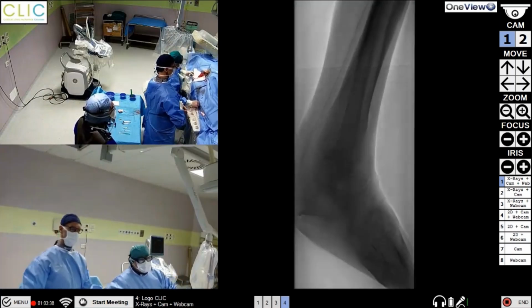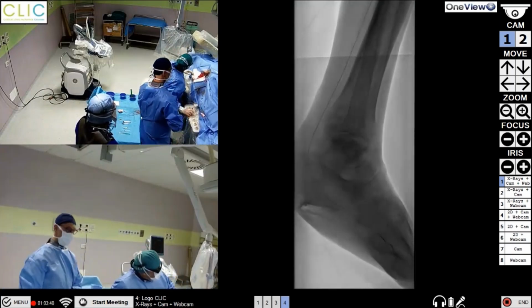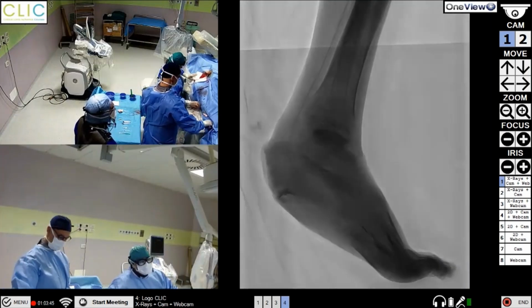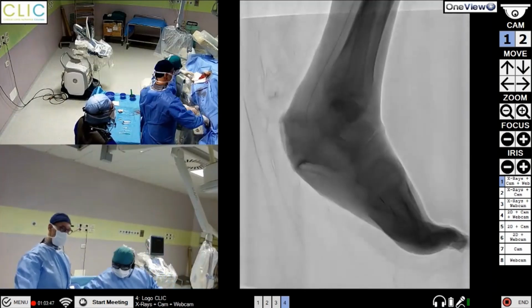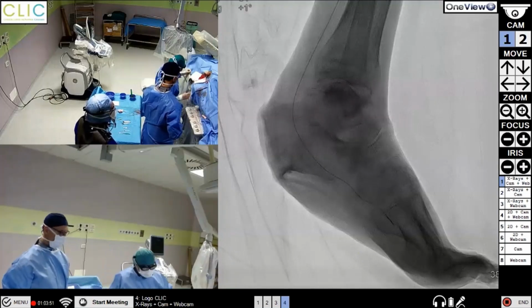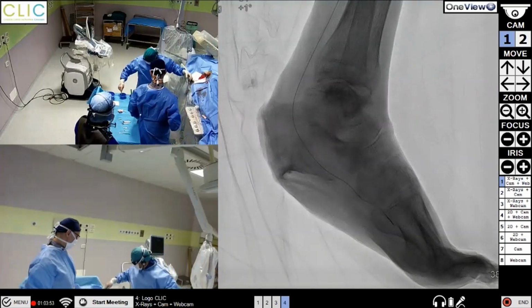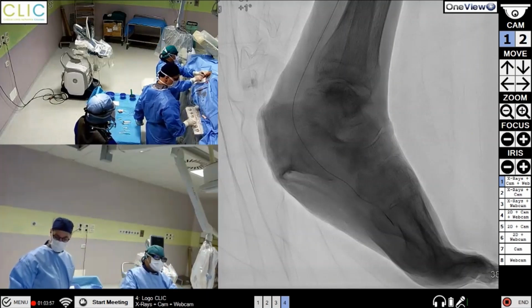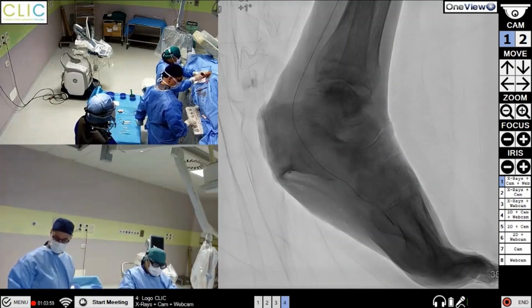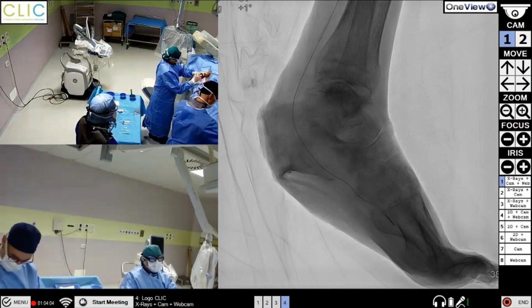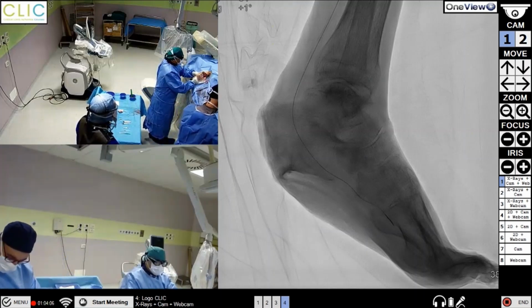Checking the foot, please. Yeah, the result in the SFA and POP seems much better compared to the previous one. Still a residual dissection, but it seems to be non-flow limiting. Yeah, probably yes. The flow is not so fast, but I think there is a distal problem. Let me check. Keep the foot still, dear. Still, still, still.